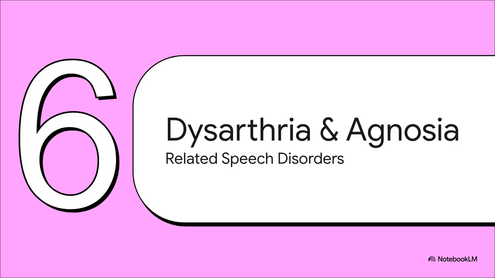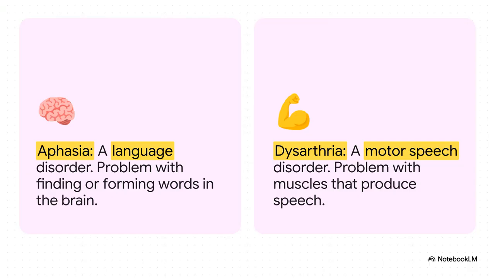All right, for our final section, we're going to clear up some common clinical confusion. We're going to talk about two other disorders, dysarthria and auditory agnosia, that are related to what we've been discussing, but are very different from aphasia. Nailing these distinctions is key. First, let's draw a really clear line in the sand between aphasia and dysarthria. Aphasia is a language disorder. The problem is in the brain's processing centers. It's about finding or forming words.